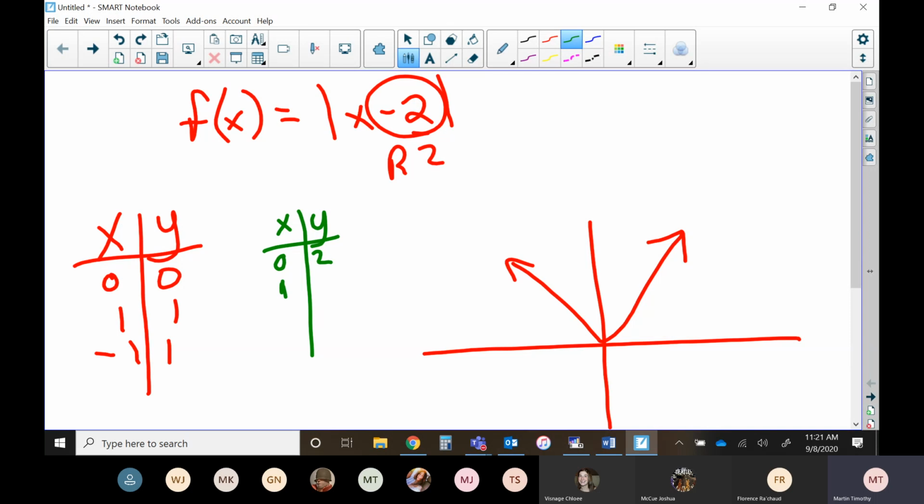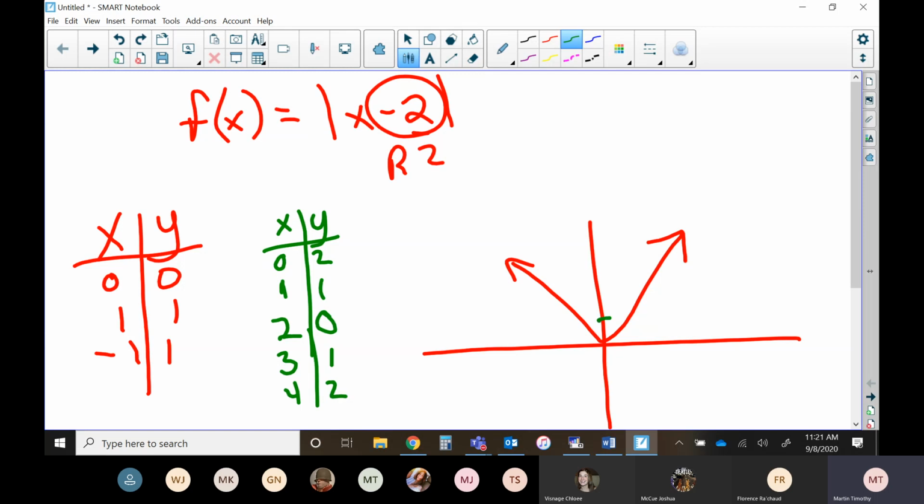One minus 2, and then absolute value, negative 1. What if I put a 2 in? 2 minus 2 is 0. Absolute value is 0. What if I put a 3 in? 3 minus 2, absolute value of 1 is 1. And then finally, if I put a 4 in, 4 minus 2 is 2. Absolute value of 2 is 2.